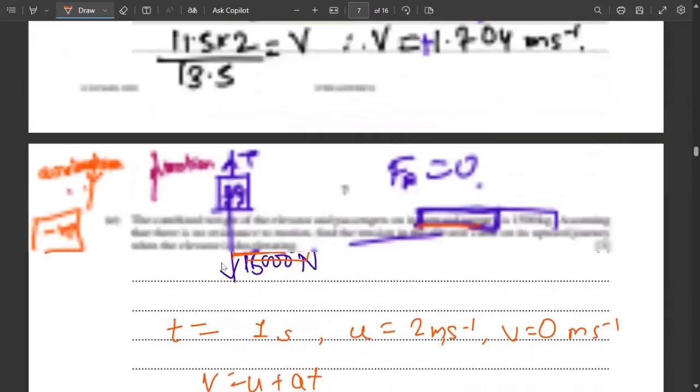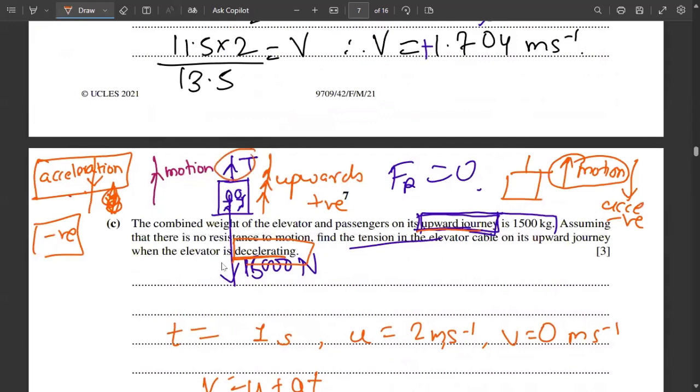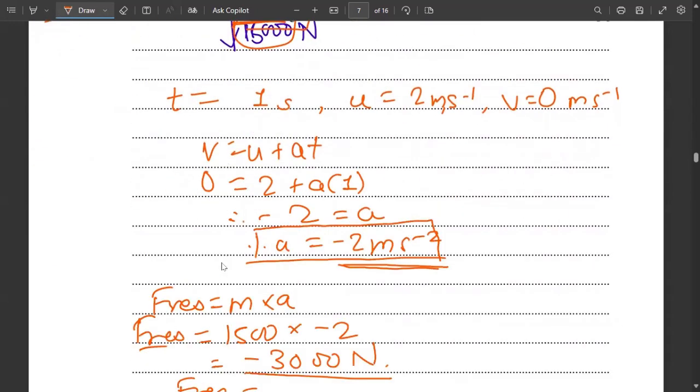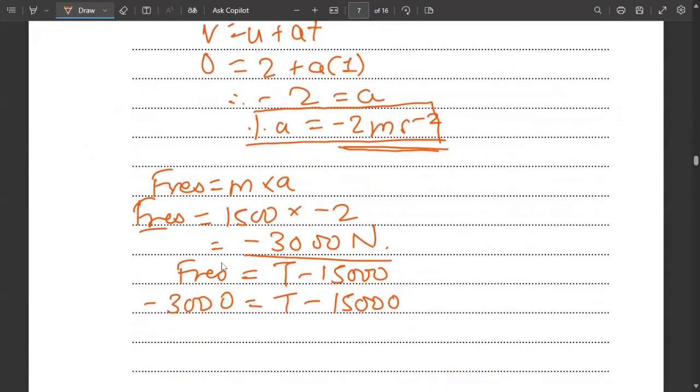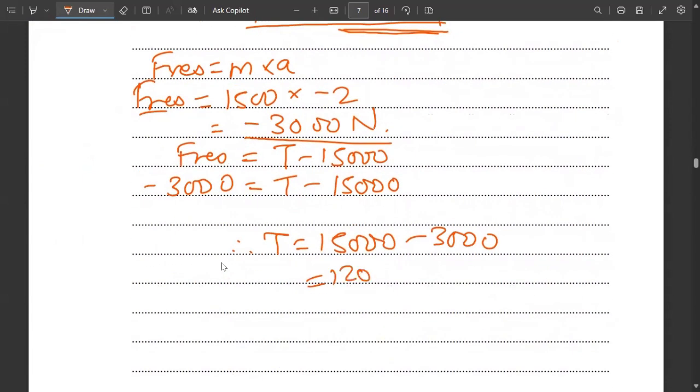What is F resultant equal to? F resultant is simply equal to T minus 15,000. T we don't know. Therefore, tension equals 15,000 minus 3,000, which is 12,000 Newton.